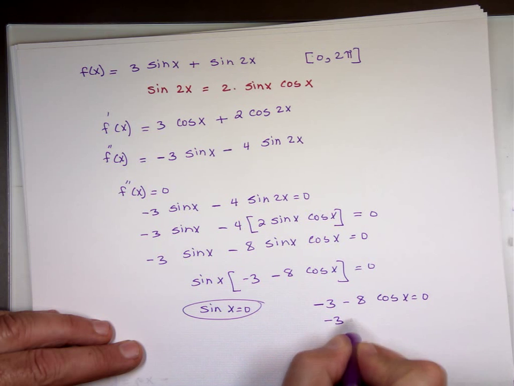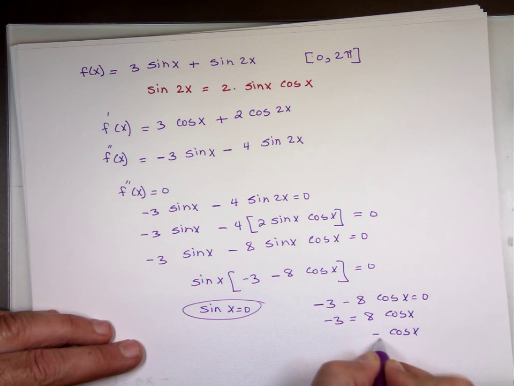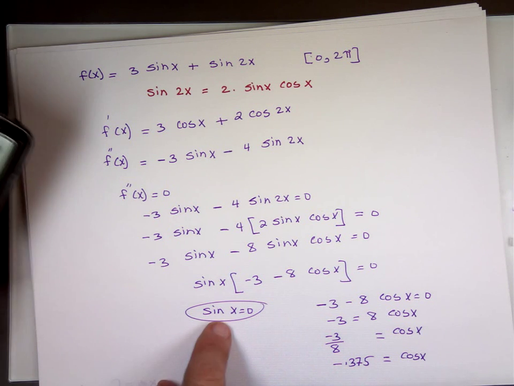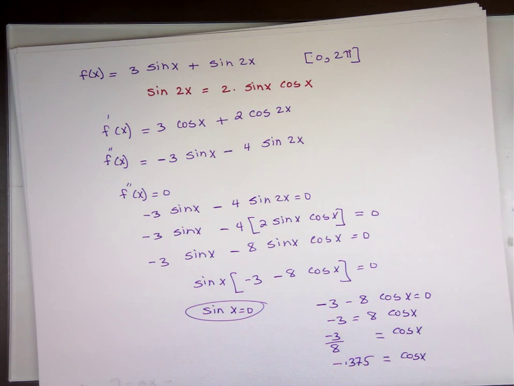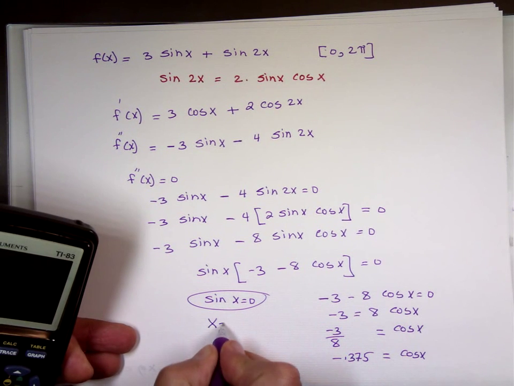Minus 3 minus 8 cosine x equals 0. Negative 3 equals 8 cosine of x. Cosine of x equals negative 3 over 8. I think it's negative 0.375. Let me see if that number is correct. Okay. So let me find what x is between 0 and 2 pi. Is that a closed or open interval? That's actually a closed interval for that one. They gave us 0 to 2 pi. Okay. So 0 and pi. When is the sine going to be 0? It looks like when x equals what? 0 and pi.